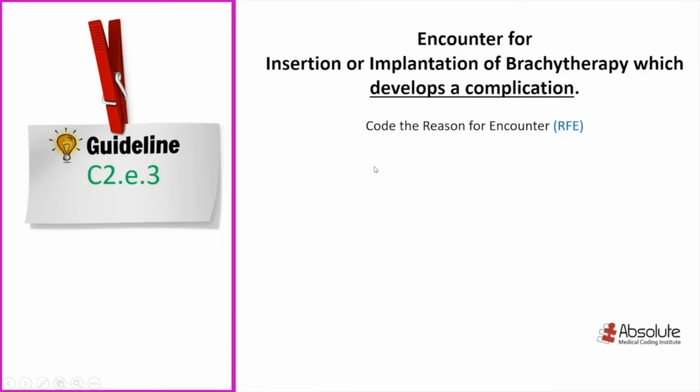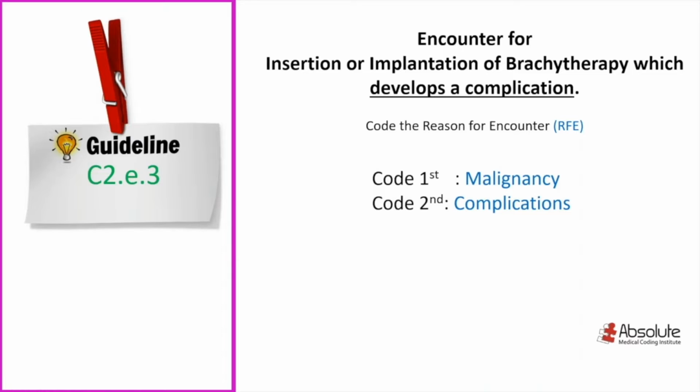So moving on, if the encounter is for insertion or implantation of brachytherapy, after which the patient develops a complication, code the reason for encounter. So when a patient is admitted for the purpose of insertion or implantation of radioactive elements and develops some complications such as uncontrolled nausea and vomiting or maybe dehydration, the principal or first listed diagnosis is the appropriate code for the malignancy, followed by the codes for the complication. So this is the sequencing order.